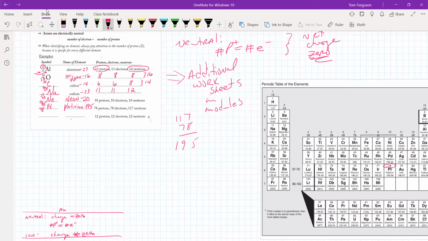And lastly, we have what is 12 protons? That's going to be magnesium. And the isotope is 24. We have 12 protons, 12 neutrons. Okay, so that's kind of filling everything in for atomic mass.